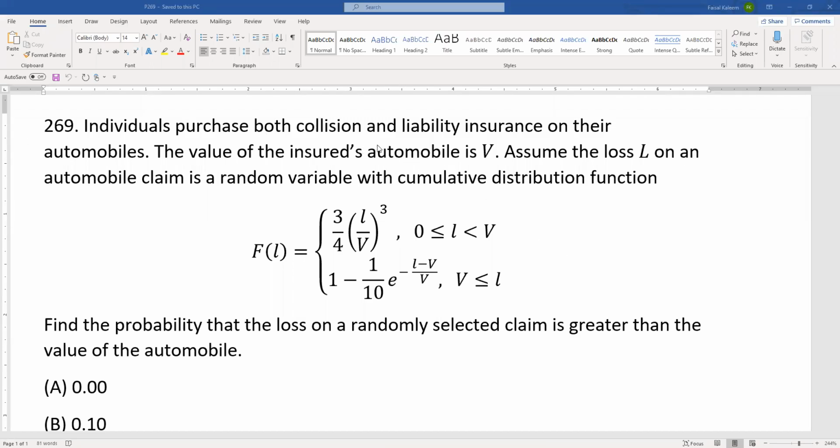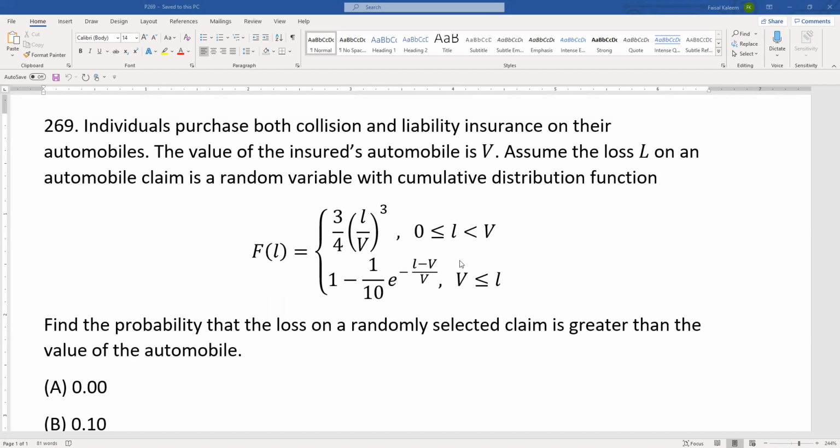Individuals purchase both collision and liability on their autos. The value of auto is V. Assume the loss L on a claim is a random variable with a CDF given below. Find the probability that the loss on a random claim is greater than the value of automobile.